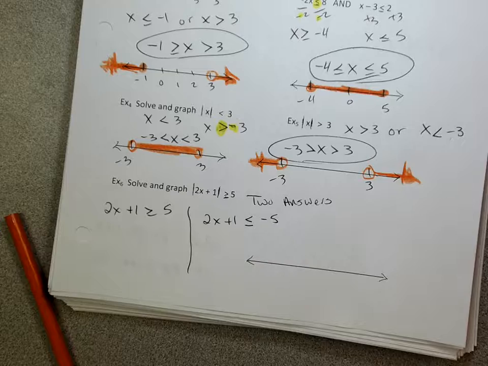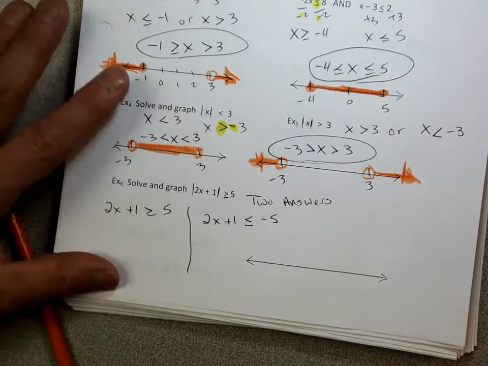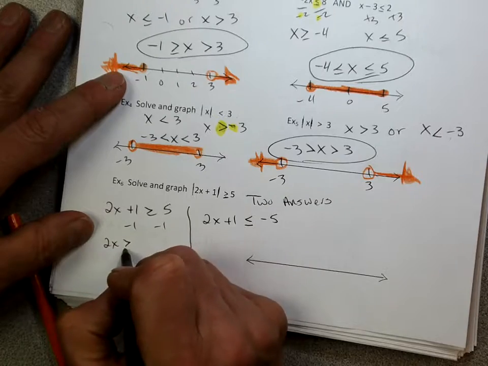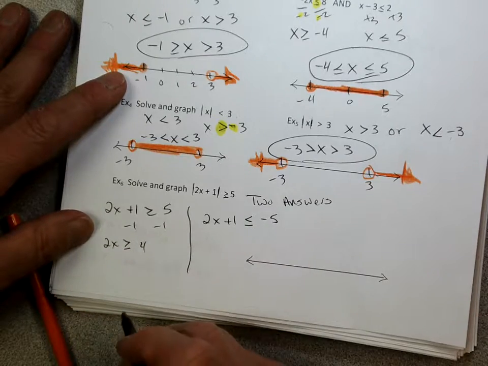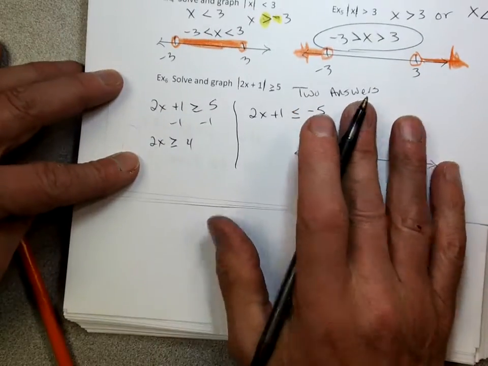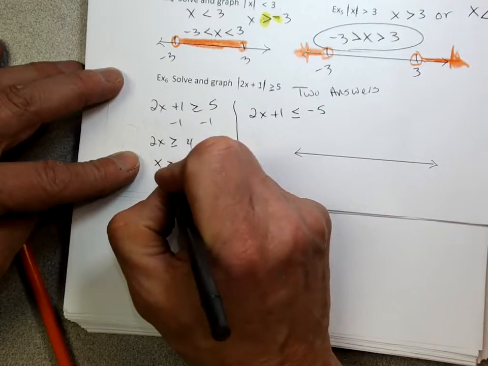Now we're just going to solve like we always do. Okay? So I go minus 1, minus 1. 2x is greater than or equal to 4, right? Divide by 2, divide by 2. I have x is greater than or equal to 2.